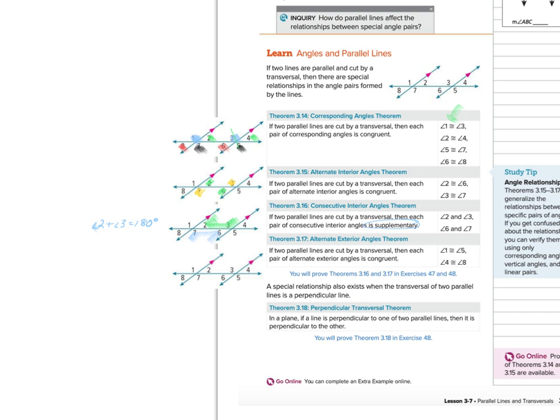And then alternate exterior angles. An example of alternate exterior angles is going to be 1 and 5, and 8 and 4. Those are alternate, on different sides of the transversal, and they're outside my two parallel lines. And these are going to be congruent. This is the acute angle, this is the acute angle. So we know that they are congruent. This is the obtuse angle, this is the obtuse angle.